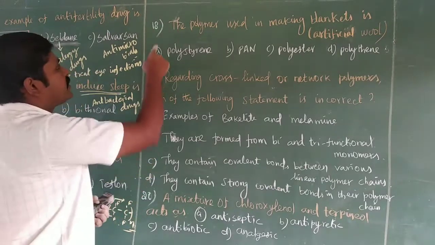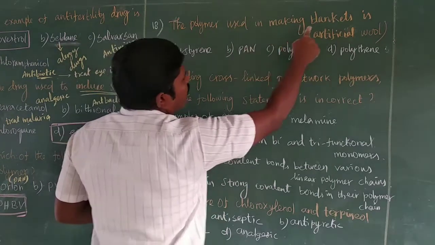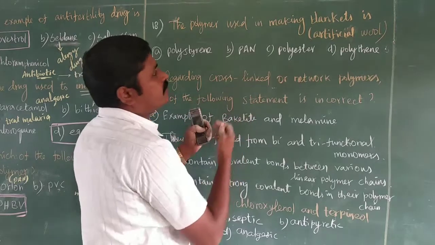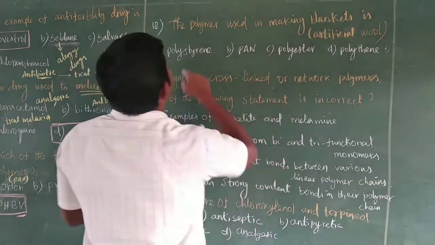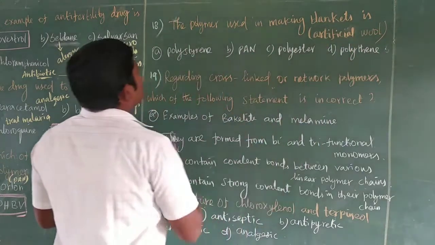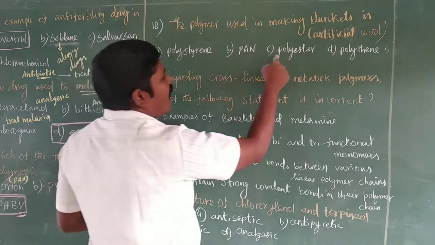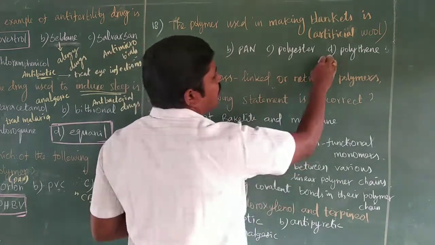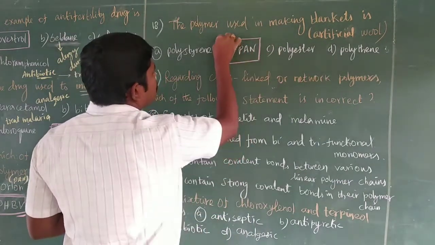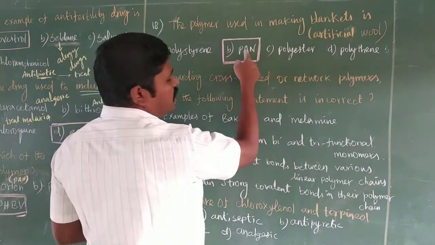The 18th one, the polymer used in making blankets, artificial wool. Kambali. Okay, sweater, kambali. The polymer used in making blankets is artificial wool. So option A, polystyrene. Option B, polyacrylonitrile. Option C, polyester. Option D, polyethylene. So polyacrylonitrile. The polyacrylonitrile polymer is used in making artificial wool.